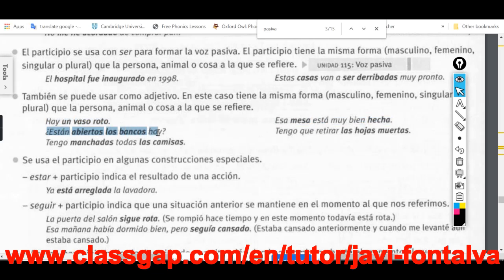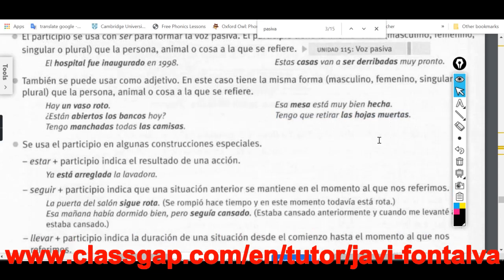¿Están abiertos los bancos hoy? Broken glass, so the broken is the adjective. So that is the roto kind of here. Okay. Tengo manchadas todas las camisas. Esa mesa está muy bien hecha. Tengo que retirar las hojas muertas. So las hojas muertas is dead leaves. Oh, hojas is leaves.